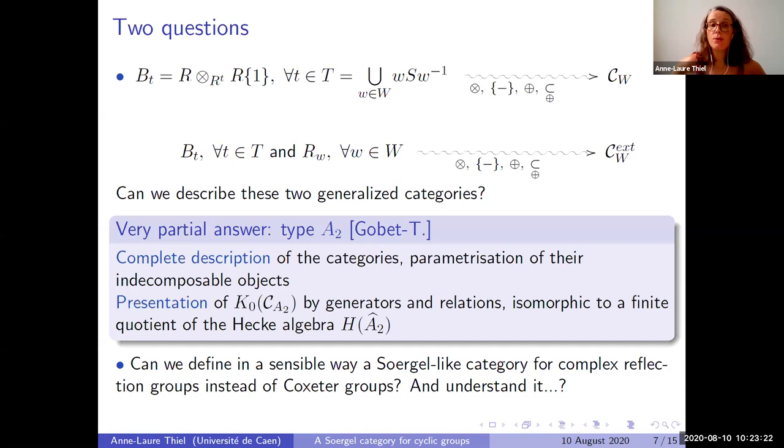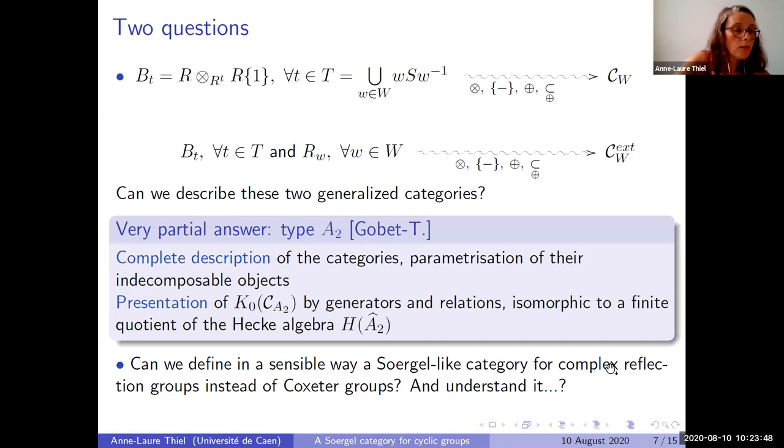and of course not for any complex reflection group, but I will propose a definition of a Soergel category for the simplest of the complex reflection groups, meaning the cyclic groups, and explain you a bit which results we got so far about this generalized category. So yeah, I think I'm a bit early, but I will have a break now.